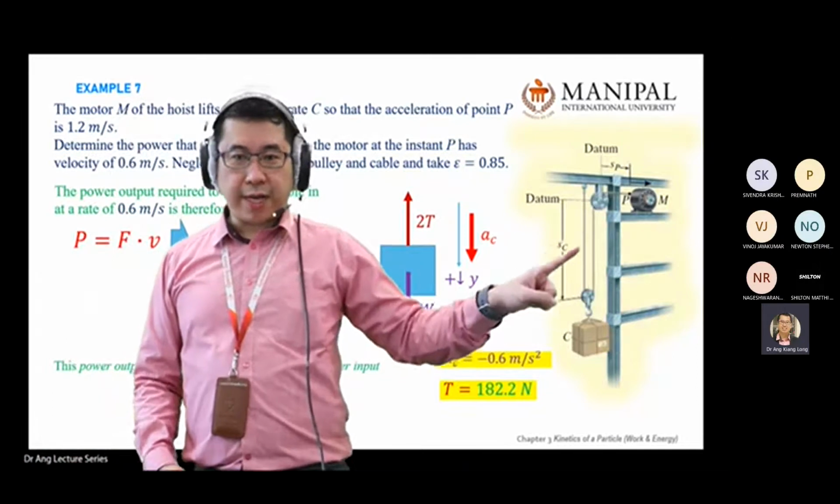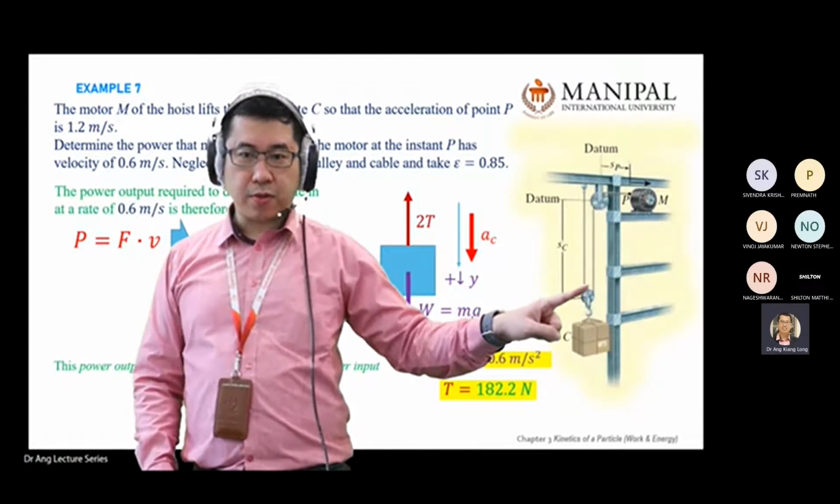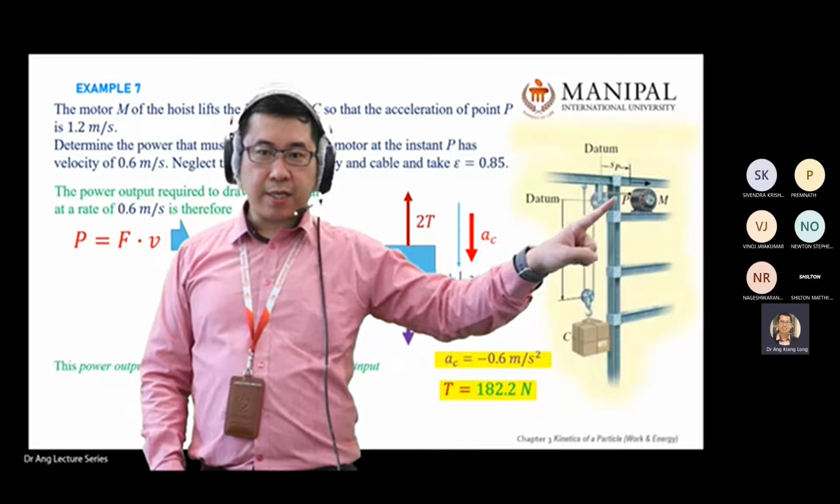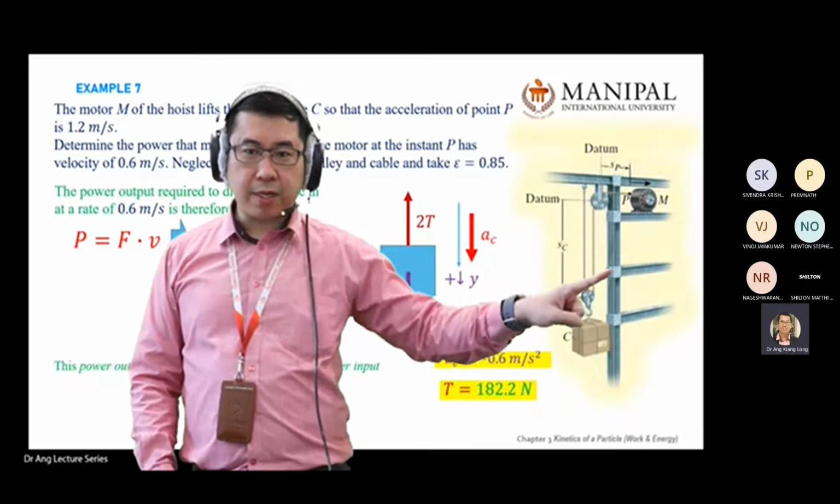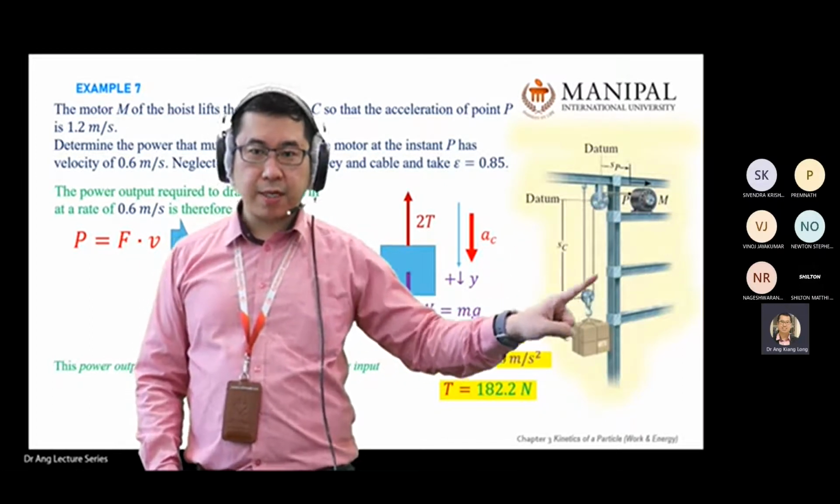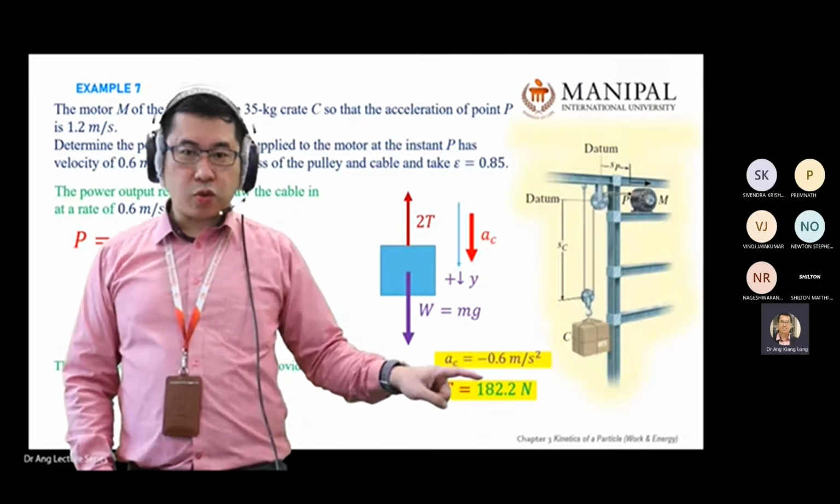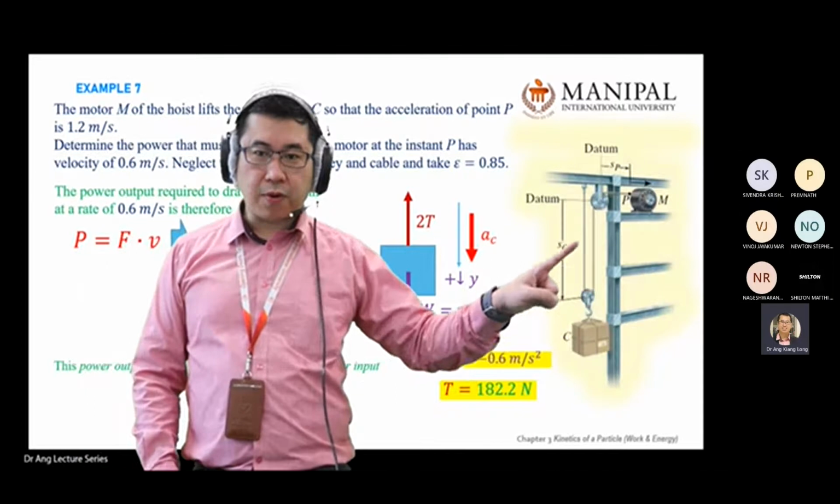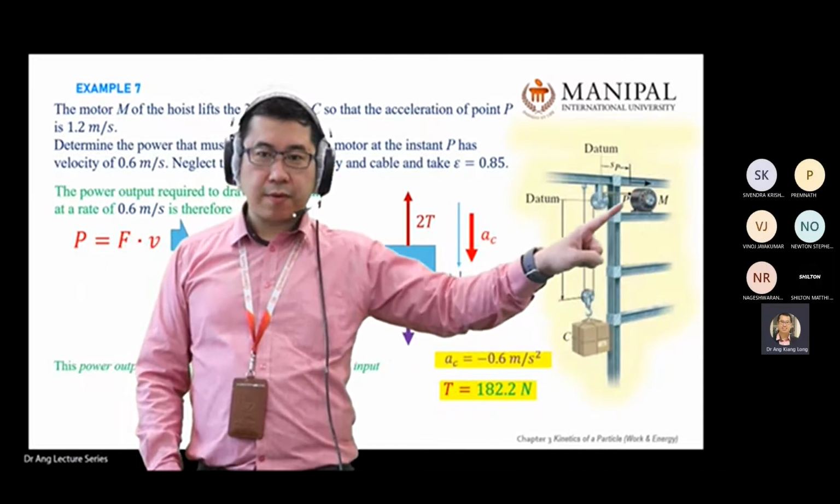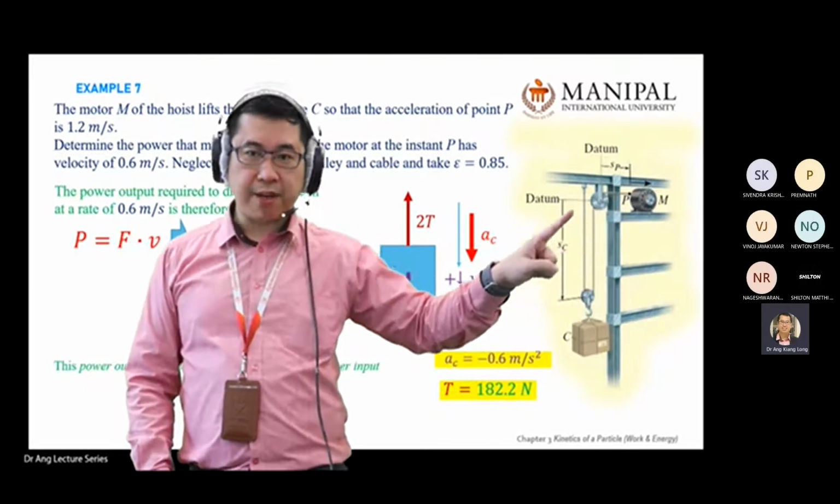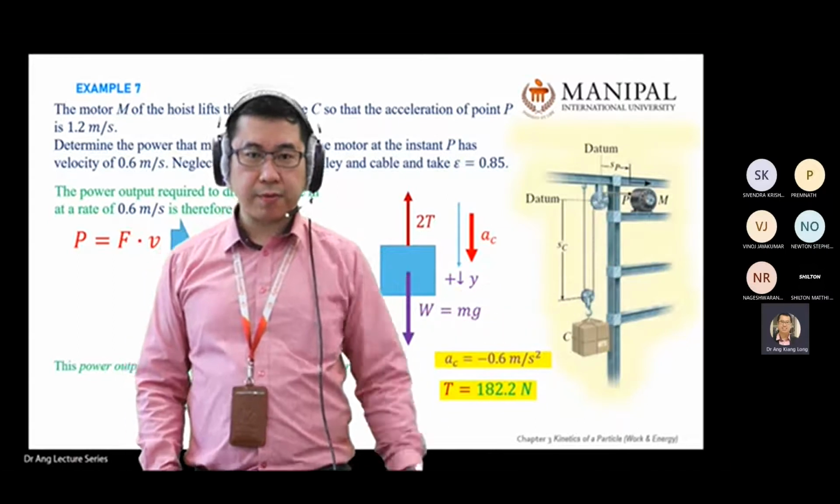You need to look at the diagram. So you have two cables. So the only thing that links to the P is a single cable. So that's why you use the T value 182.2 for this case, because this cable here has the same value as this cable.